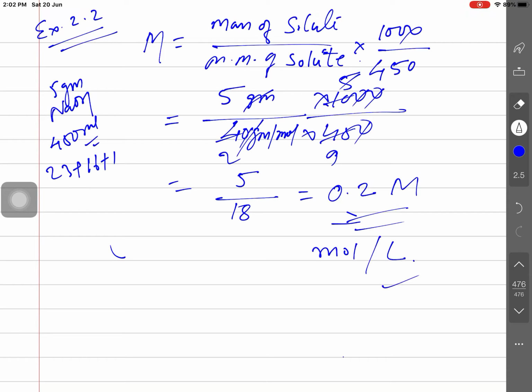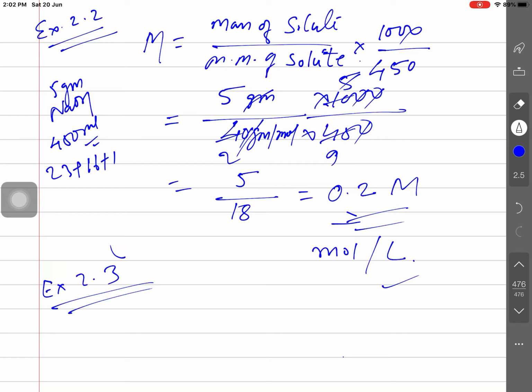In the same way, example 2.3 you can solve, very easy. This question is based on molality. Calculate the molality of ethanoic acid: 2.5 gram of ethanoic acid in 75 gram of benzene.